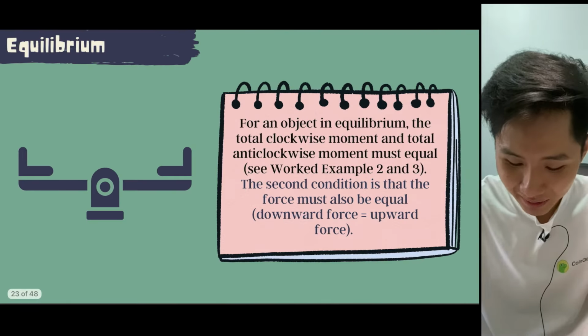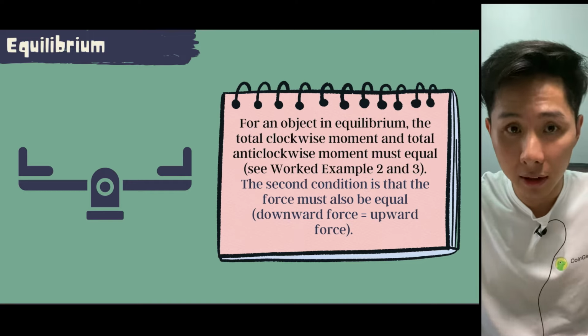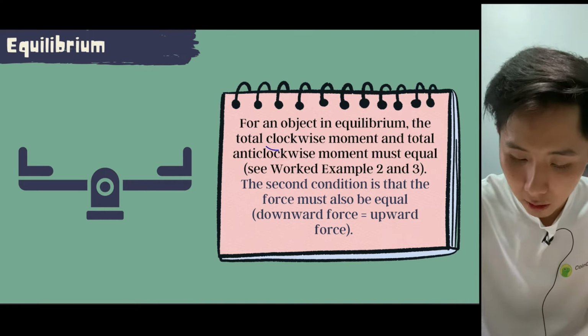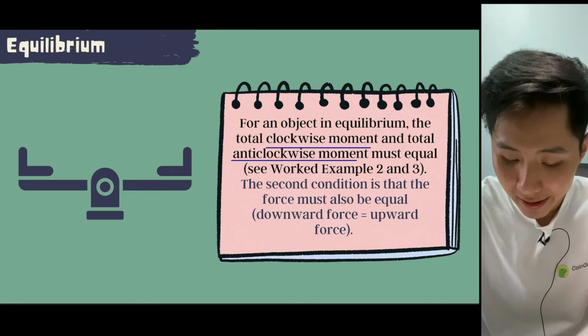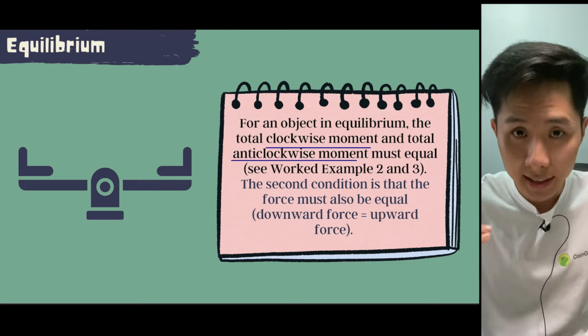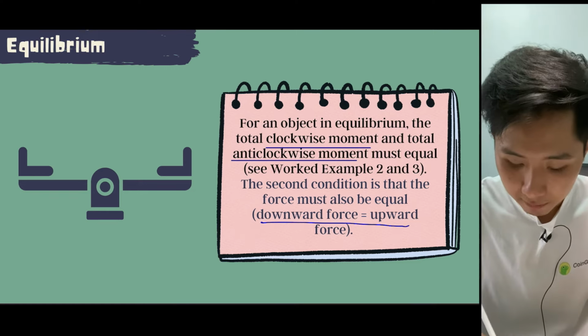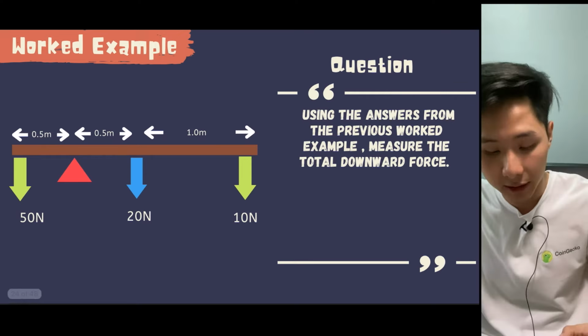And those are the answers. All right, so now we have a series of questions that show how the clockwise moment has to be equal to the anti-clockwise moment. Remember, the second condition for something to be in equilibrium is that the forces have to be the same, meaning the downward and upward forces must be the same. So let's look at a follow-up question here.